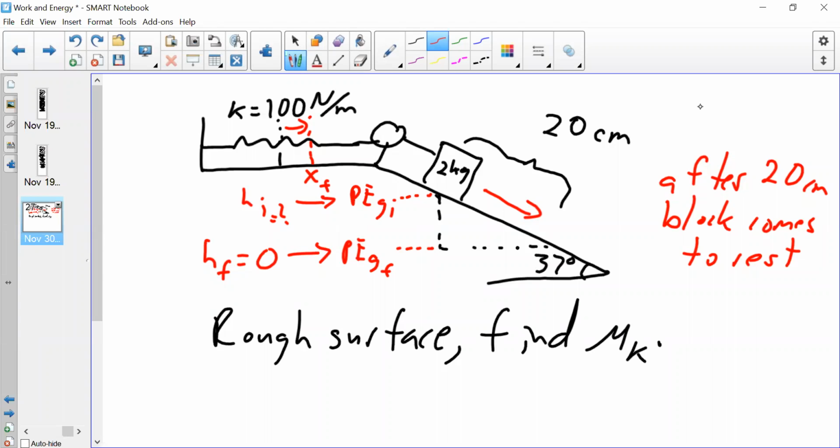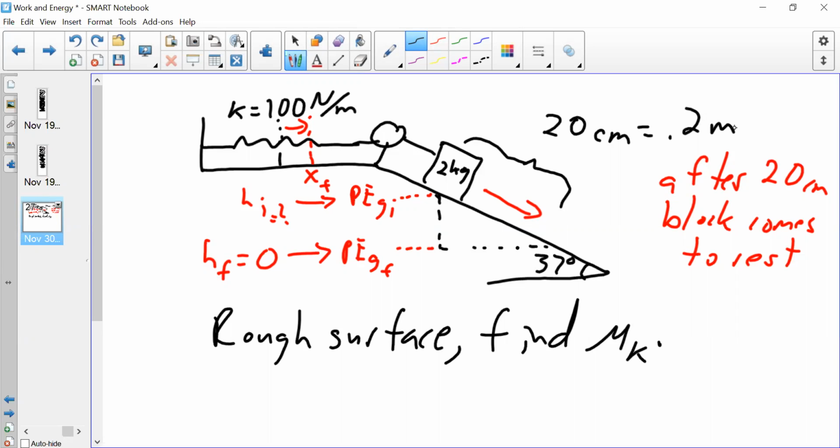Okay, so HI needs to be found now. HF is equal to 0 here. We have a difference in gravitational potential energy. We also have a difference in the spring potential energy, because once the block starts moving, it's going to stretch the spring from 0 to some final position. That final position here is going to be the distance traveled down the ramp, which is 20 centimeters or 0.2 meters. So let's get consistent here. So far, so good.